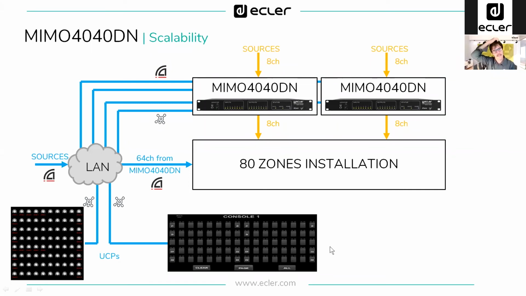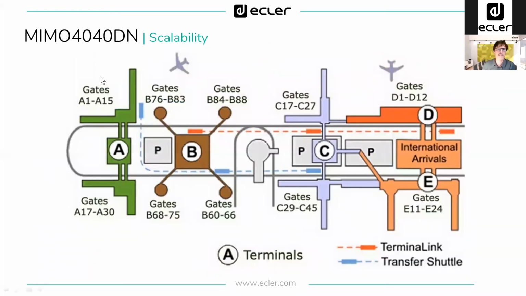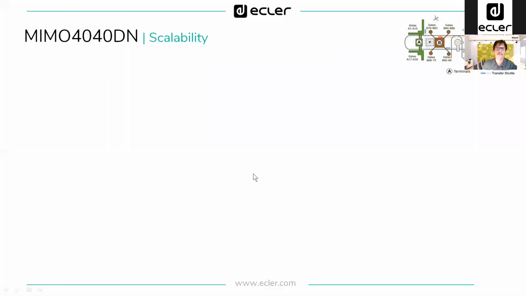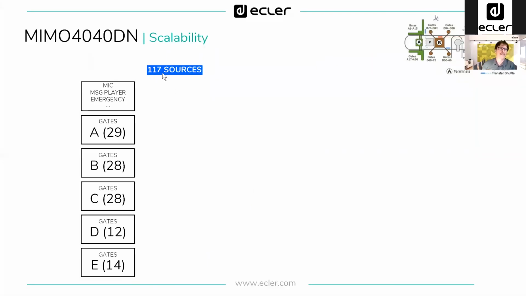So as long as we don't need 80 different sources, you can have an 80 zone installation. Let's think about an example. Let's think about an airport. Okay, you've got gates A, from 1 to 15, then B, whatever. Gates B, gate C, and gates D. You've got some common areas, parkings, halls, those places where the restaurants are, whatever. Okay, let's count. It's up to 117 sources.